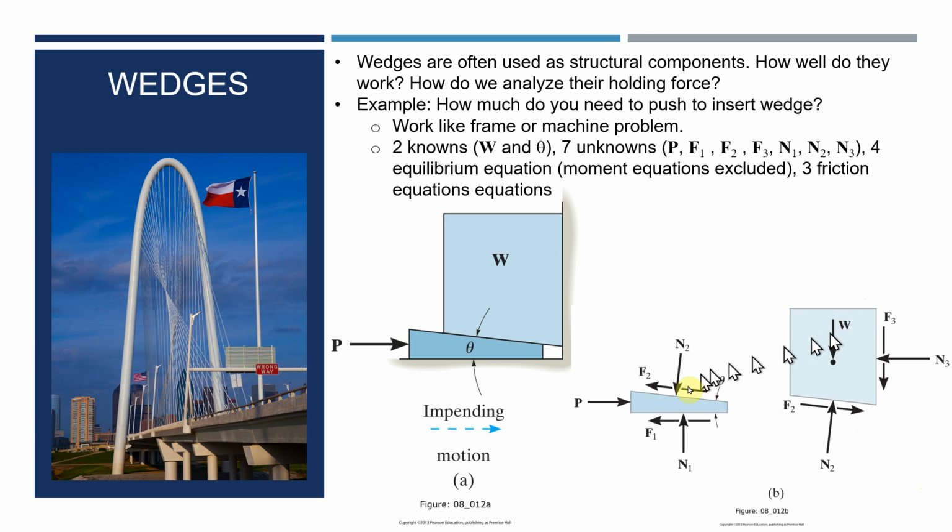And when you combine these two, then you'll notice that the F2s and the N2s will cancel out. If you're considering the free body diagram of the whole thing, N2 and F2 would be internal forces.